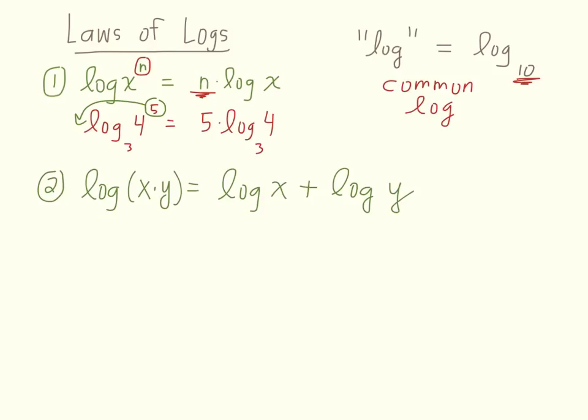The next one here deals with the log of a product. So if we have the log of x times y, this could be expanded out. Notice how we go from seeing a single log to more than one log. So you have the log of x plus the log of y. So this plus goes with this multiplication symbol. You go from seeing one log to two logs.